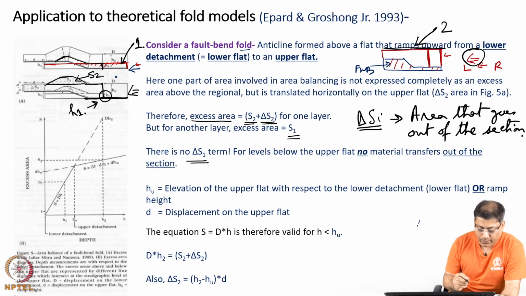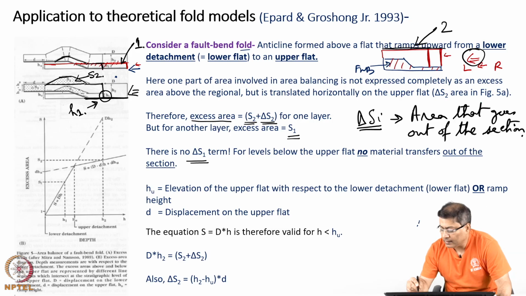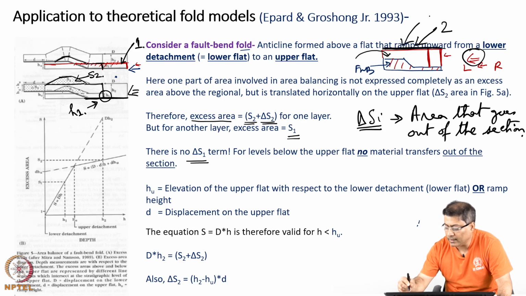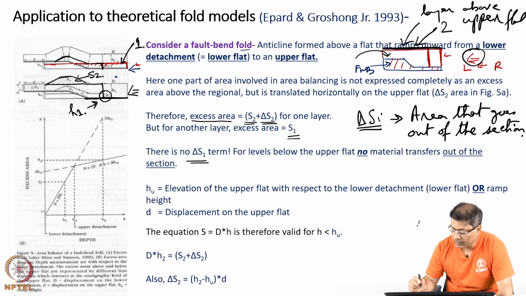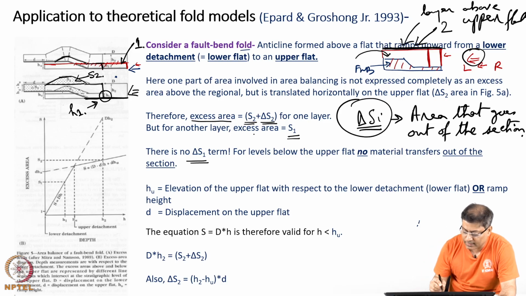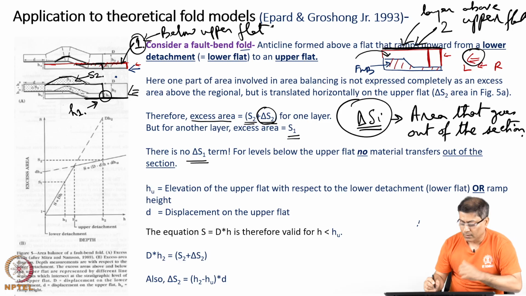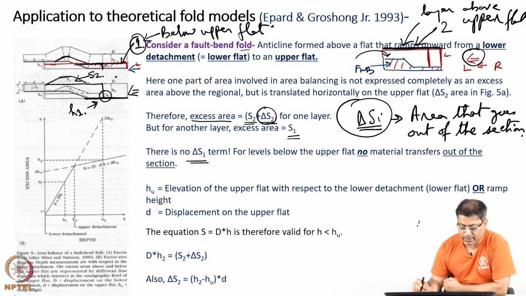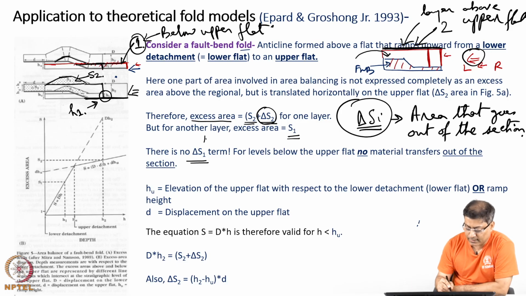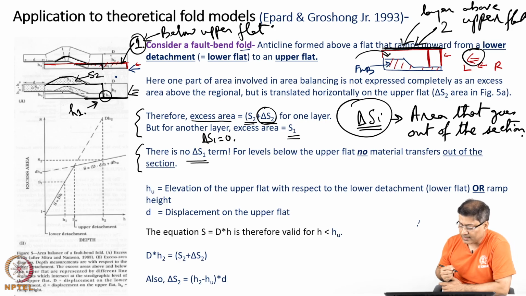In other words, when we are considering a layer above the upper flat, where is the upper flat? This is the upper flat, and this is layer above upper flat. We need to bring delta Si term, which in this case is delta S2 term. Whereas for a layer 1 which is below the upper flat, no such delta Si term is there, or delta S1 in this case is equal to 0. So that explains these two sentences and also these sentences.